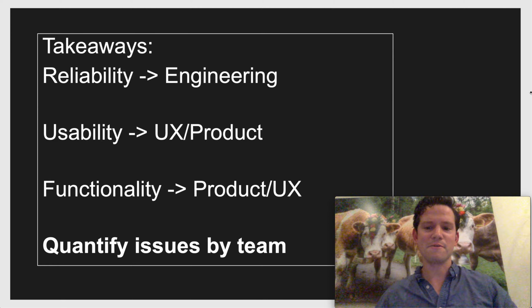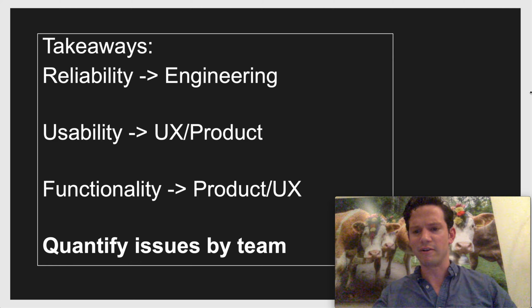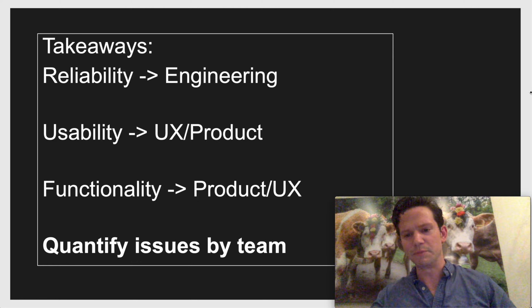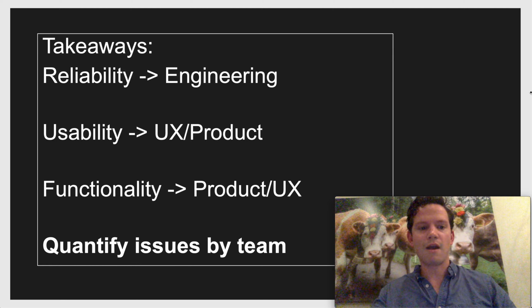And so my takeaway from this was, I translated reliability into engineering. So these are problems that the engineering team would probably tackle. Usability into maybe more user experience issues. There's a little bit of product there. And then functionality into these are product things, right? The product team needs to focus on that.